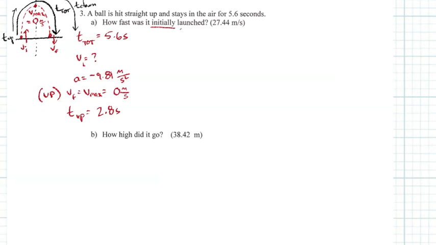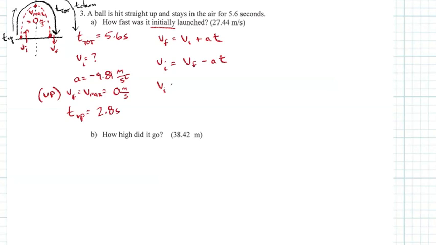Initial velocity. So let's use our initial and final velocity equation. That is, final velocity equals initial velocity plus acceleration times time. Let's solve for initial. That is our initial. I'm just going to subtract AT from both sides. That's our final minus acceleration times time.